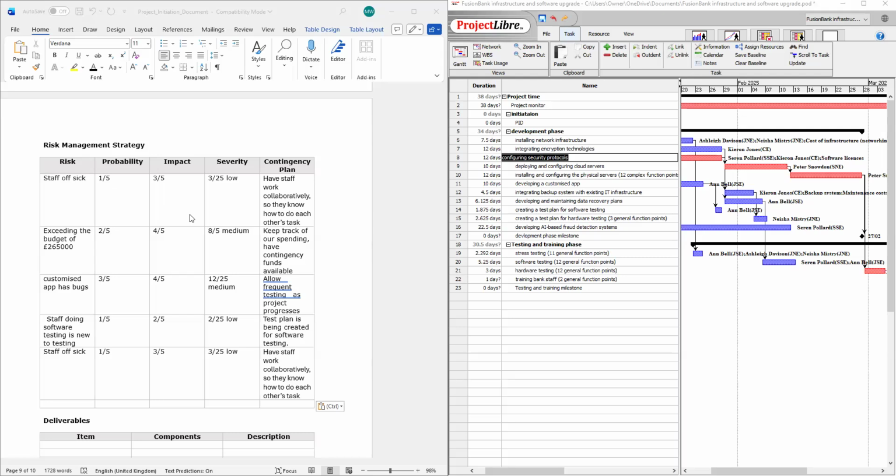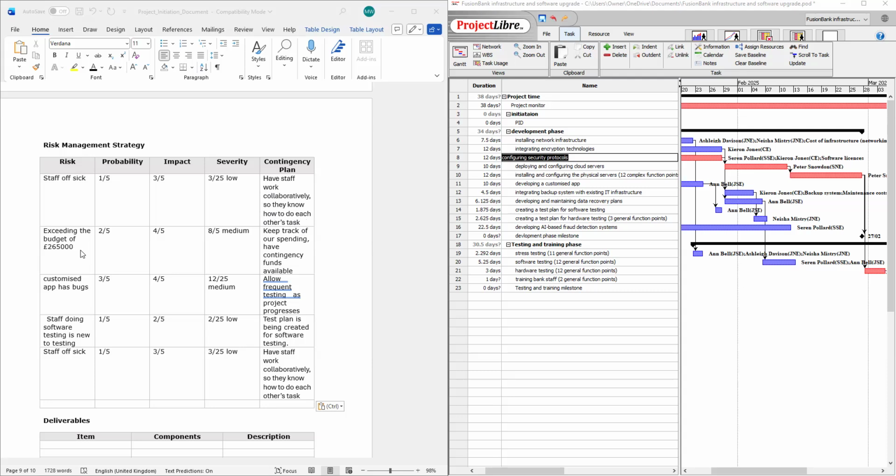All right, the impact would be 3 in 5, which is a medium for the impact, but 3, and then we're going to multiply. 1 times 3 is 3, and 5 times 5 is 25. So that's short of 25, so the severity is low. And our contingency plan is to have staff work collaboratively or do collaboration among staff so that they know how to do each other's work. So when that person is off, one staff can step in. Yeah?